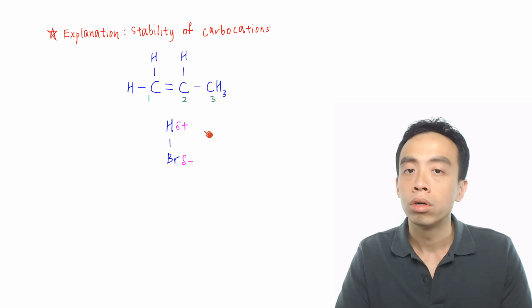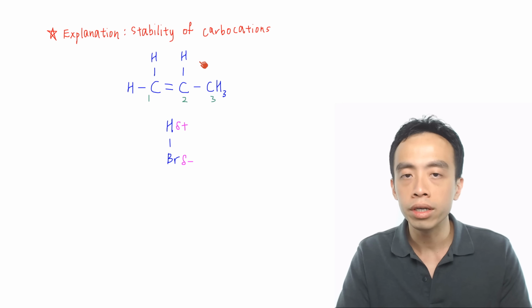Now the next thing we want to do is to explain the Markovnikov rule. Why is it that when my hydrogen is attached to the carbon with more hydrogens, I end up getting my major product? We can apply what we learned from the electrophilic addition mechanism of alkenes, and we explain the Markovnikov rule. So we have our example here.